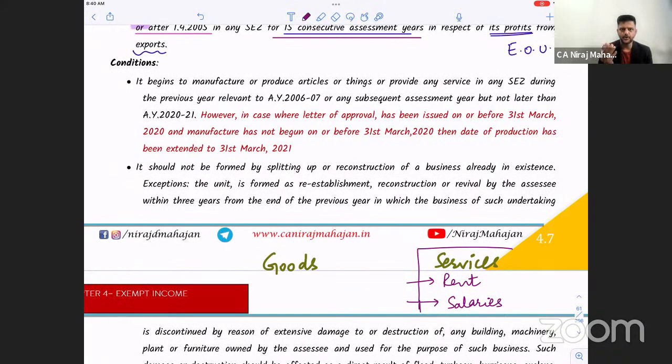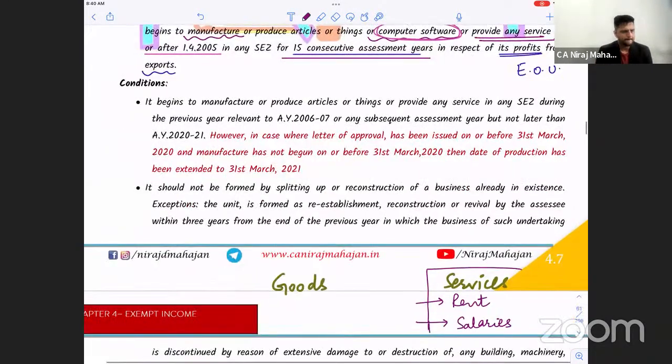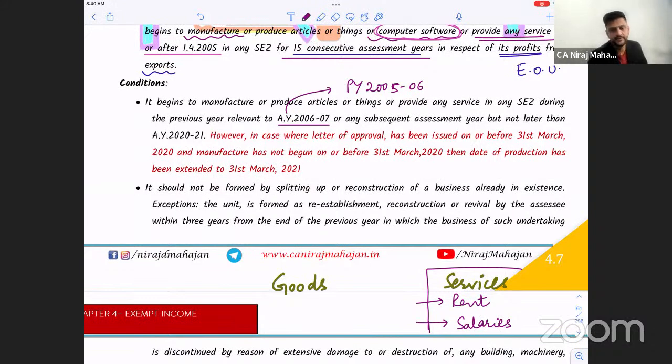It begins, it means the newly established unit begins to manufacture or produce articles or things or provide any service in any SEZ during the PY relevant to AY 2006-07. That means the first PY was which one? Yes, 2005-06. Now, do you understand? We're talking of the year 2005 government. That time they had started with this scheme.